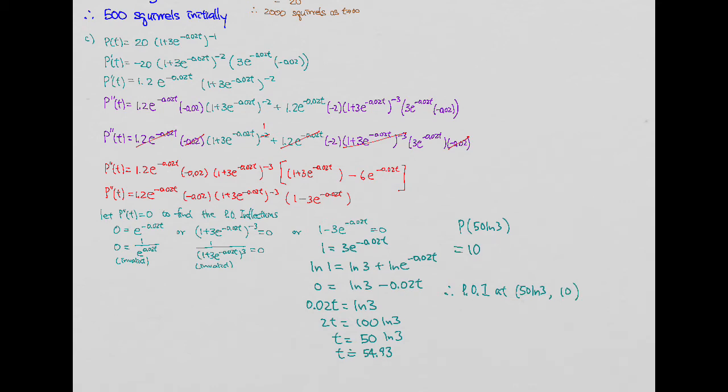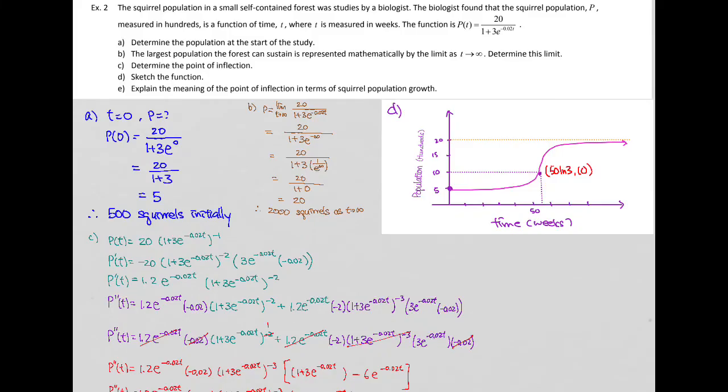Since this is not a maximum or minimum, we don't need to identify it. It is a point of inflection. Now let's put every single piece of information on the graph. So initially, you start with 500 squirrels, and as time goes on, you're going to reach 2,000 squirrels eventually. And what does it really mean by the point of inflection? It means this: even though the population of squirrels is always increasing, the rate is different. Originally, the rate of growing is getting faster, and after the point of inflection, the rate of growing is getting slower.